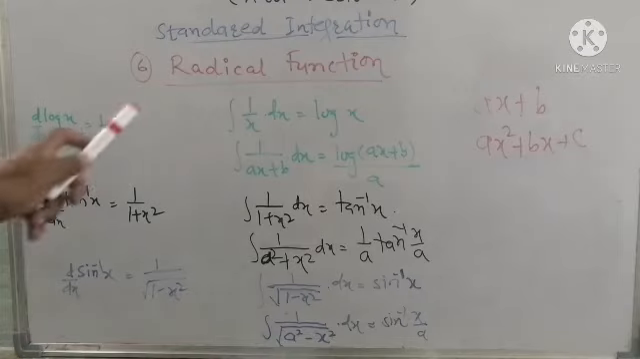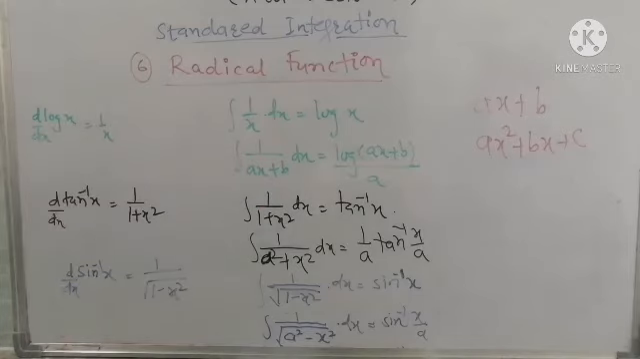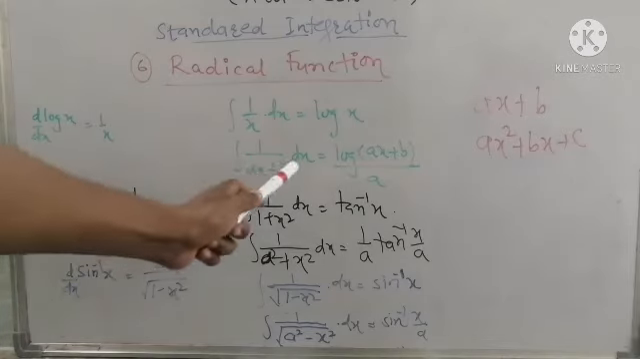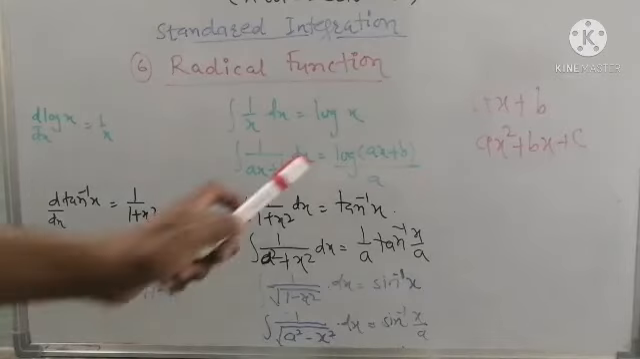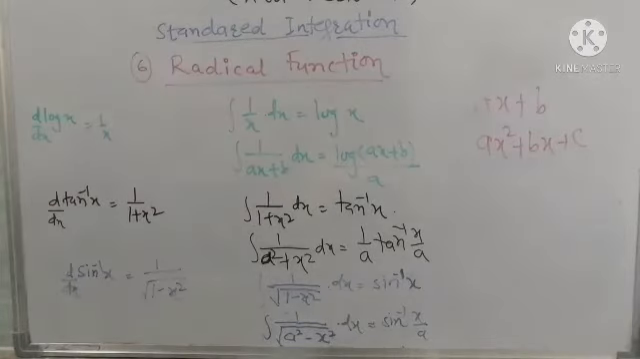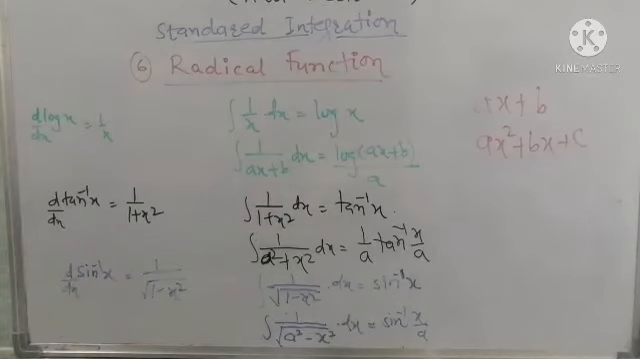Now, as 1 upon ax plus b, the denominator is a linear polynomial of x, its integration is log of the linear term of x divided by the coefficient of x, that is a. So 1 upon ax plus b has the integration log of ax plus b divided by a.